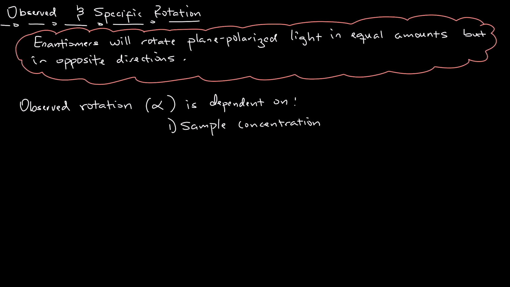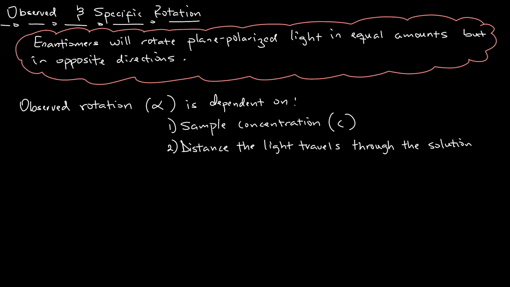One is the sample concentration, so how much of that particular chiral molecule you have in the sample would dictate the extent to which the rotation will occur. It would also depend on the distance the light would travel through the solution. So the longer the distance, the more the light will rotate, or the more magnitude of rotation you would observe. This is also called path length. So the observed rotation is dependent on both the concentration and the path length. So here is the equation for observed rotation.